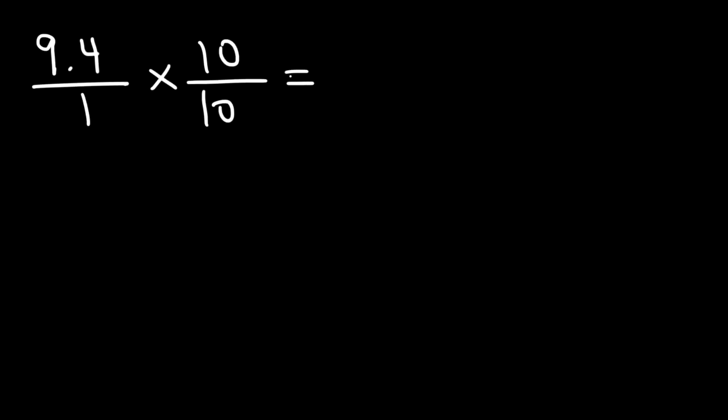So now let's work on a similar example. Let's convert 9.4 into a fraction and into a mixed number. So let's begin by multiplying the top and the bottom by 10. So 9.4 times 10 will give us 94. 1 times 10 is 10.